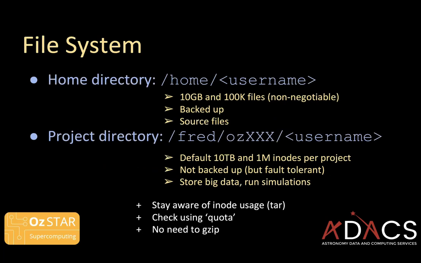The file system is a 2-phase file system. You have a home directory, which will be /home/your username. For everybody, that is restricted to 10 gigabytes and 100,000 files maximum. That's non-negotiable because we do back up the home directories and we have a lot of accounts, so we need to keep the total size manageable.